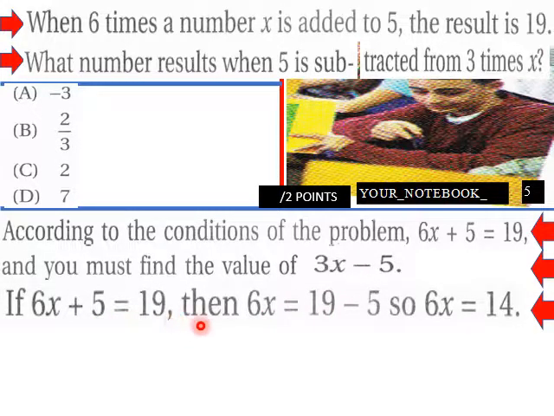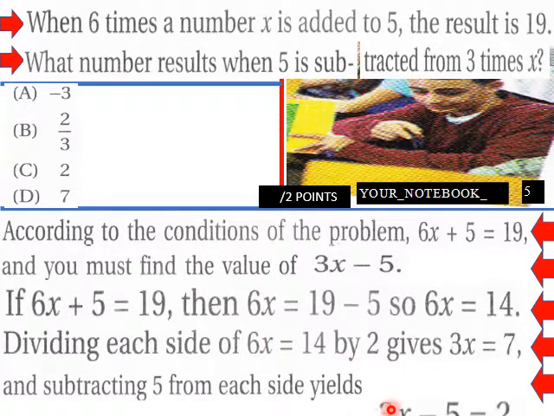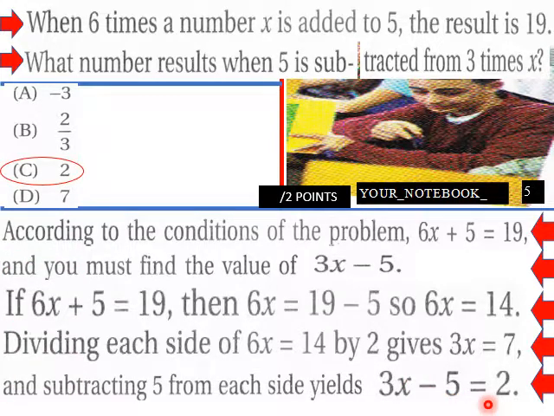If 6x plus 5 equals 19, then 6x equals 19 minus 5. So 6x equals 14. Dividing each side by 2 gives us 3x equals 7. And subtracting 5 from each side, 3x minus 5 equals 2. So it will be here. This is one of our answer choices here.